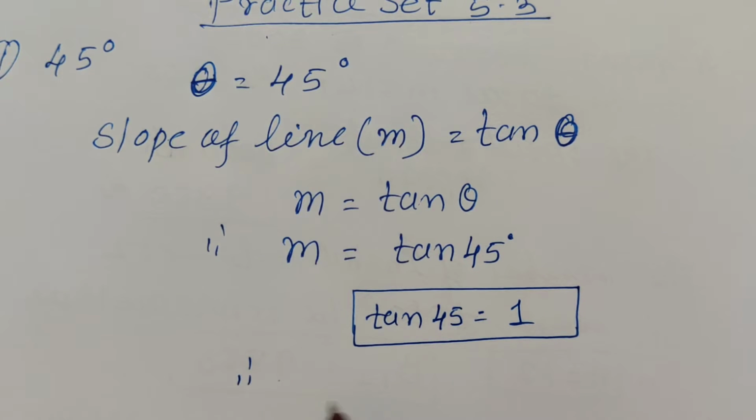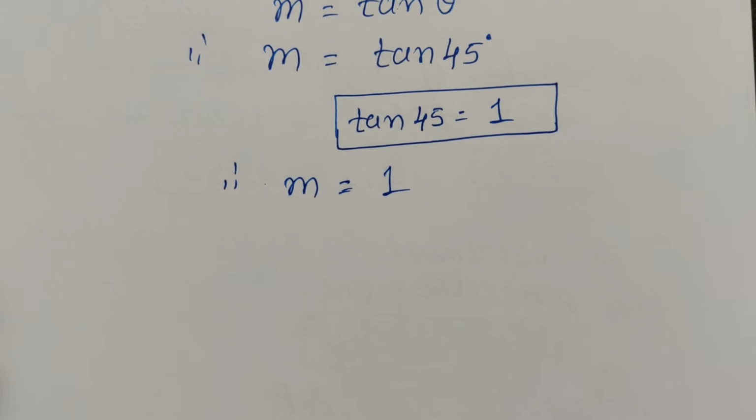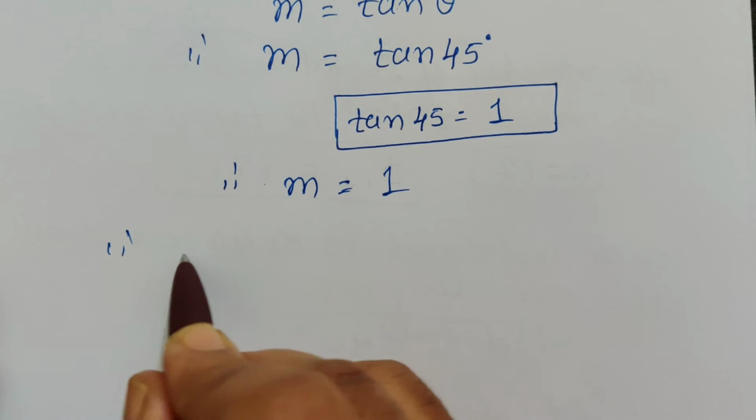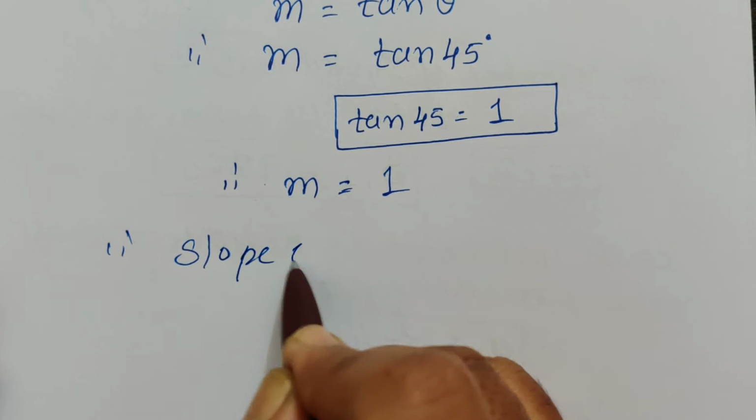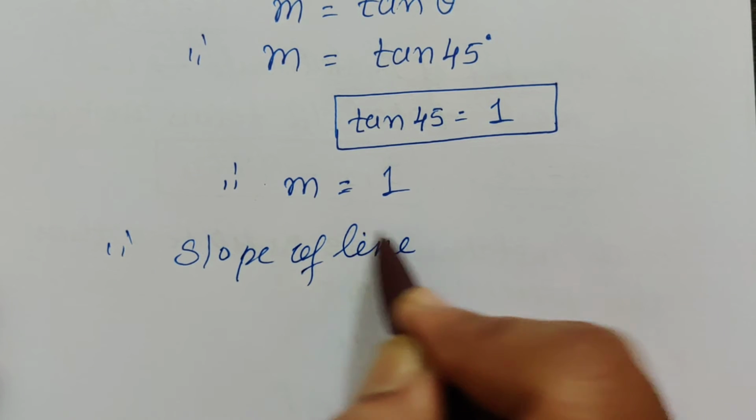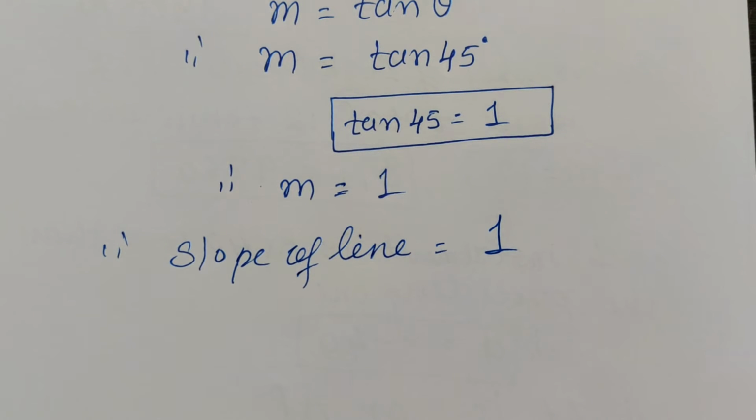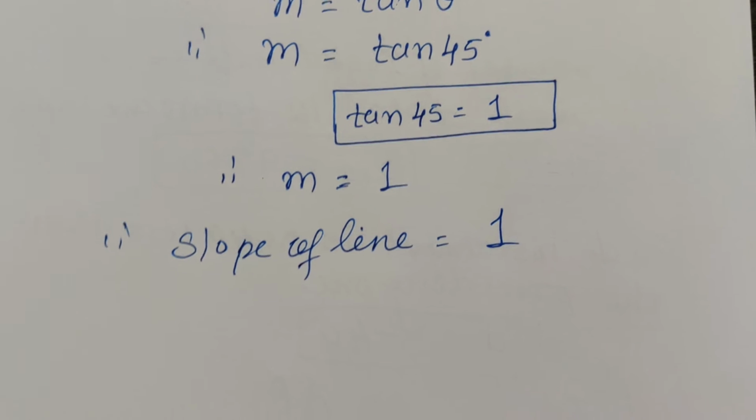So M is equal to 1. That means finally you can say slope of line is equal to 1. So it is a simple example. Most of the time it is there in the question paper for 1 mark or for a multiple choice question. So you should know how to solve it, because slope is equal to tan theta. Then we'll see example number 3 from the same question 1.